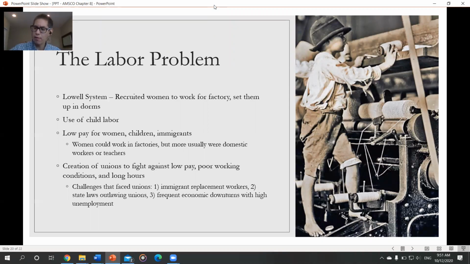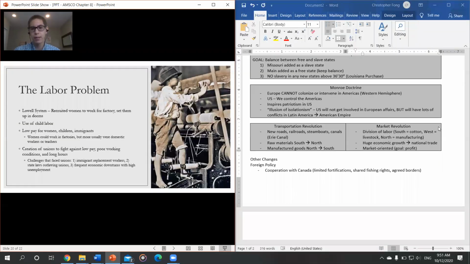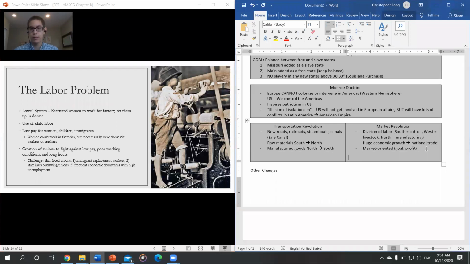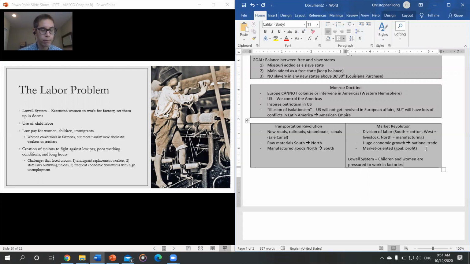Now the problem, as you have all of these factories popping up, especially in the Northeast, is the labor problem. You need people to work in these factories. And so what we basically see here is, okay, so this is called the Lowell system. We basically see that children and women are, I'm gonna say pressured, not forced, but are pressured to work in the factories. Not surprisingly, the working conditions were pretty dreadful. We'll explore this in a lot more detail later on.